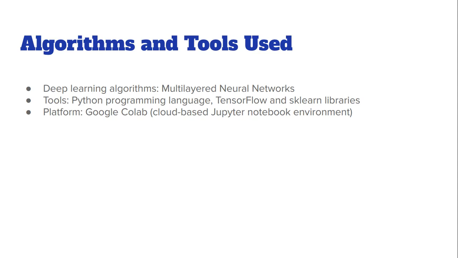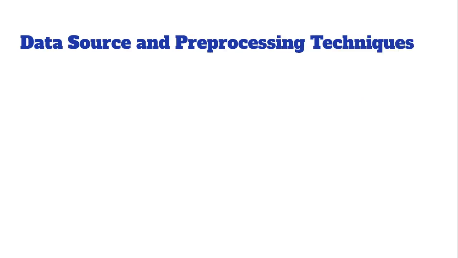Algorithms and tools we used: different neural networks. To implement this we used the Python programming language, we used TensorFlow and scikit-learn libraries, and we also used Google Colab, which provided us with a cloud-based Jupyter notebook environment where we can collaborate. We can both work on the same data and environment.